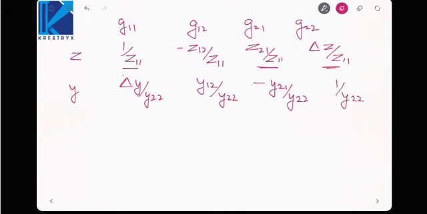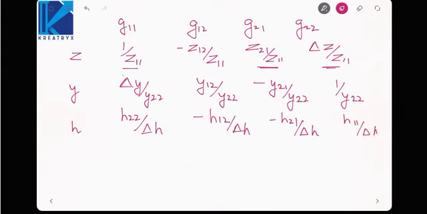Okay. In terms of H, it is directly the inverse. So it will be H22 by delta H, minus H12 by delta H, minus H21 by delta H, then H11 by delta H. Okay. In terms of transmission parameters ABCD, it will be C by A, minus delta T by A, 1 by A, then B by A.